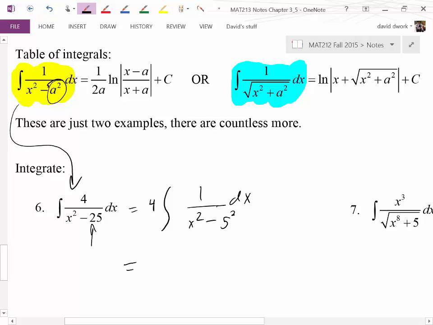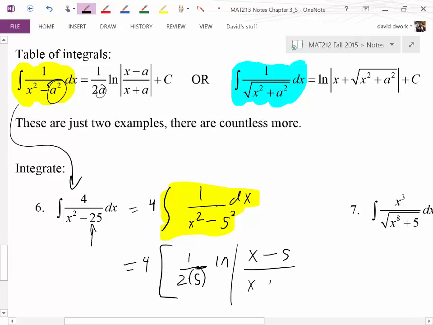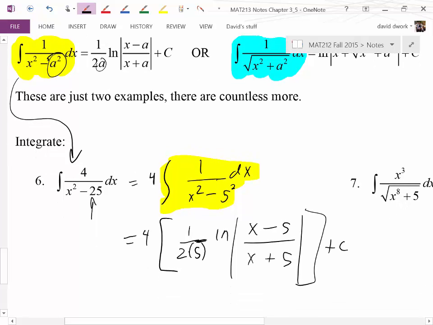So this integral that I've got in yellow looks identical to this one up here. So I'm just going to fill in with my numbers. And the formula tells me it's 1 over 2 times a. Well, a is, for me, 5. So it's 2 times 5. We could write that as 10, yes, but I'm going to leave it like a 5 just to help people see it. Times the natural log of x minus a, and again, our a is 5, divided by x plus a. And voila, there's our integral. Oh, plus c. There we go.